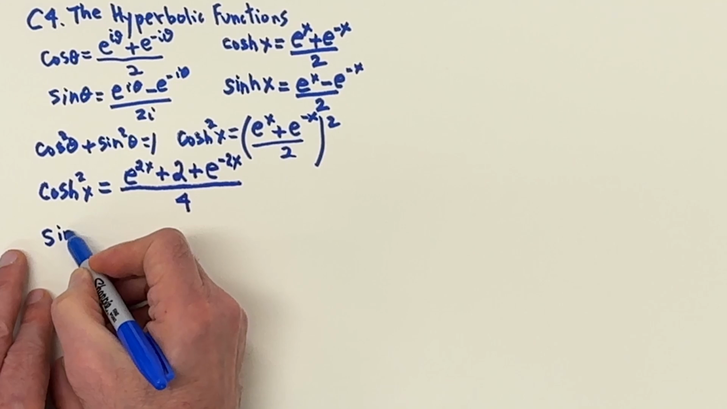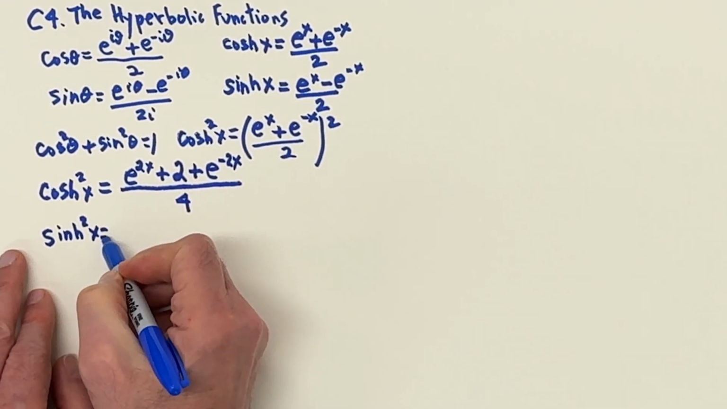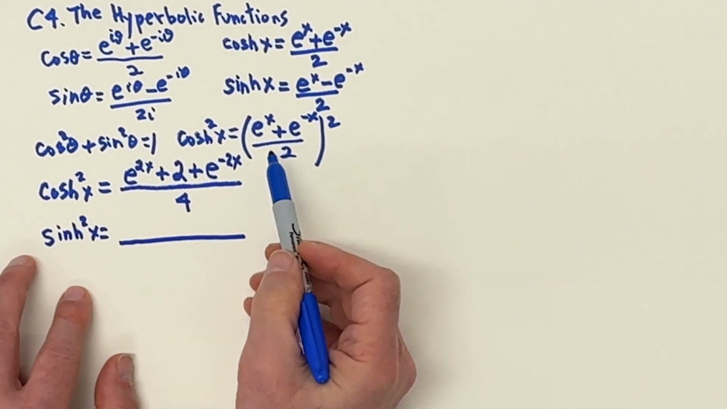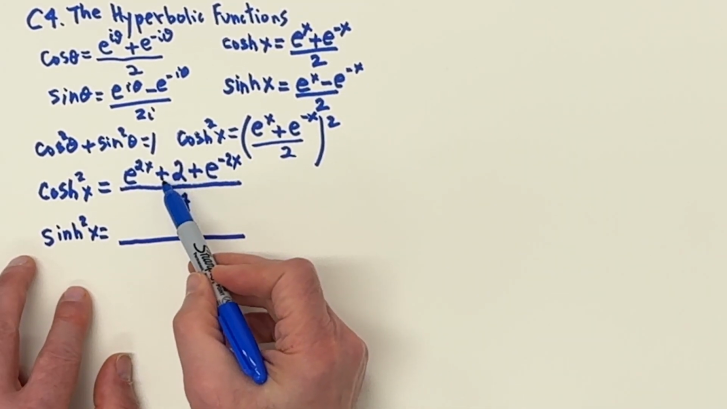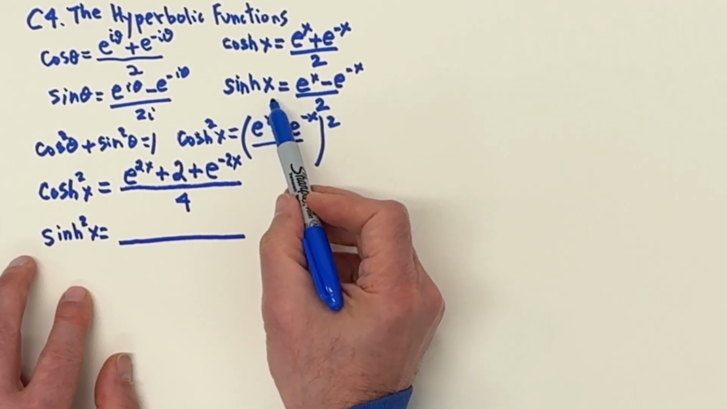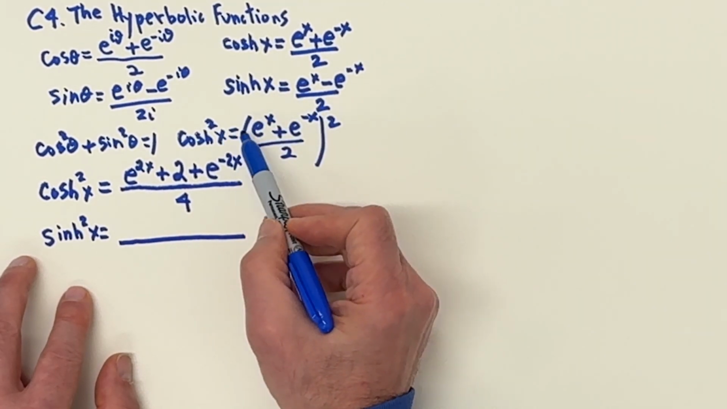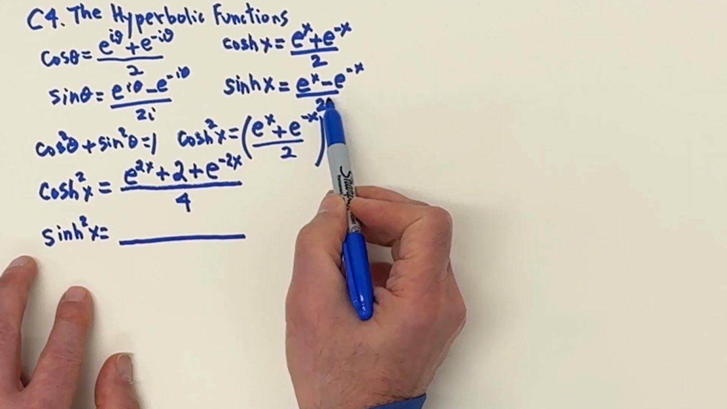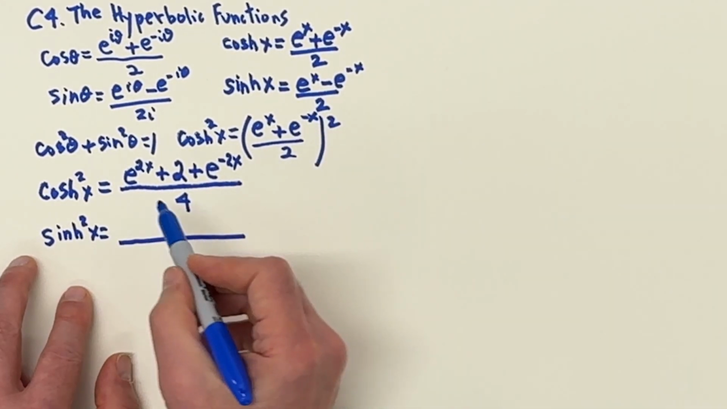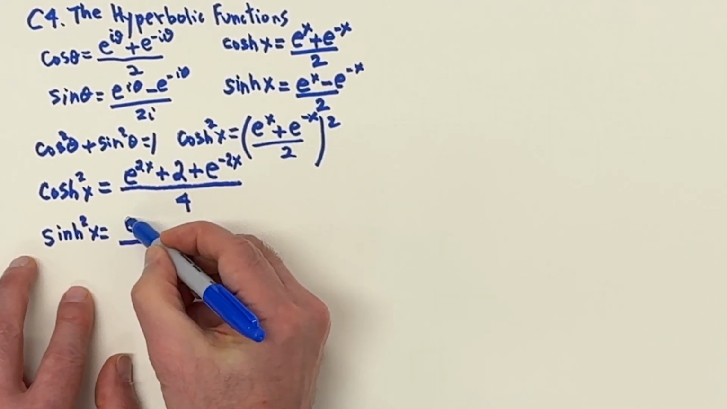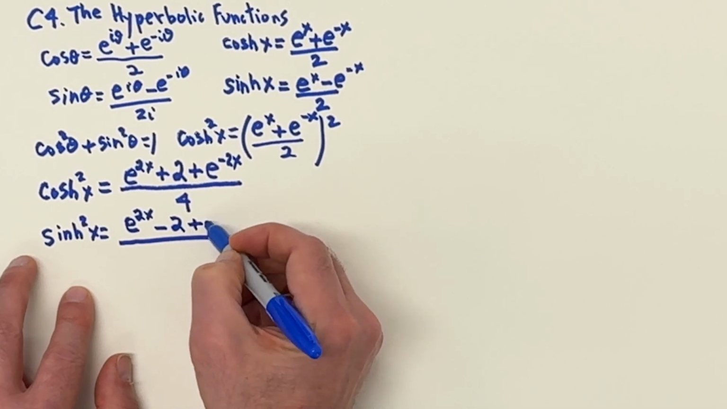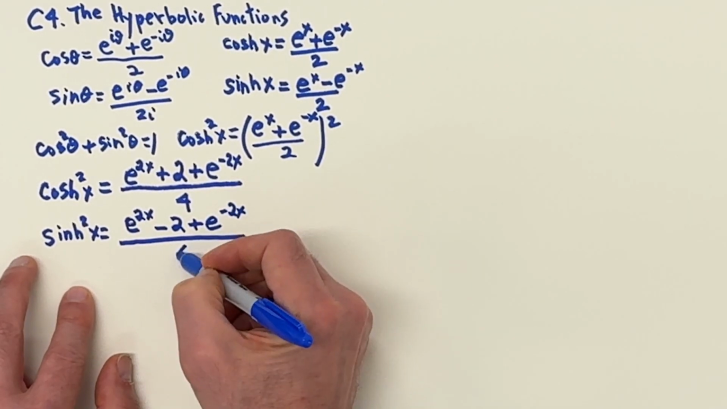Now, looking at the sinh squared, we're going to have the same thing, except the cross term is going to have a minus sign. Because if we square the sinh, we'll have the first term squared and the last term squared. The minus sign won't matter because we're squaring it. The only thing is going to be the cross term. So we just copy this again. e to the 2x minus 2 plus e to the minus 2x over 4.